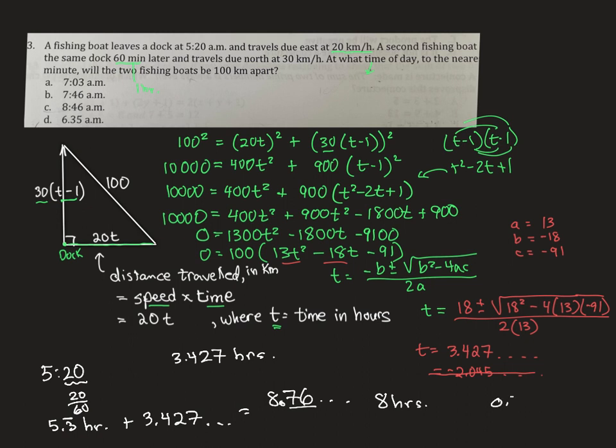Now, what that means is it's 8 hours and then 0.76 of an hour. So if we go 0.76 of an hour, change that into minutes, so 60 minutes in an hour, we take that part and multiply by 60, and we get approximately 46 minutes. So that means it's going to be 8:46 a.m. And there we go. The answer is C. Whew, not an easy question. All right, hope that helped.